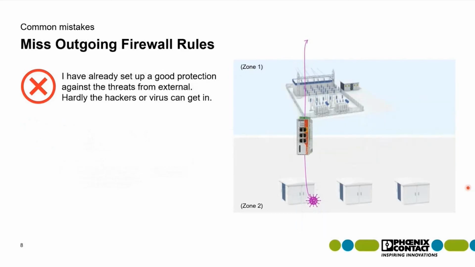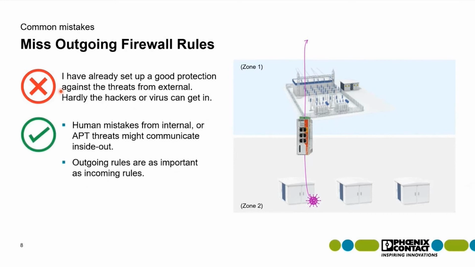The next common mistake is missing outgoing firewall rules. Most of the time, our security focus is to protect our internal network from external attack. So people think that I already set up very good protection on my firewall against attacks and threats from external, so hardly any hackers or viruses can get into my system.